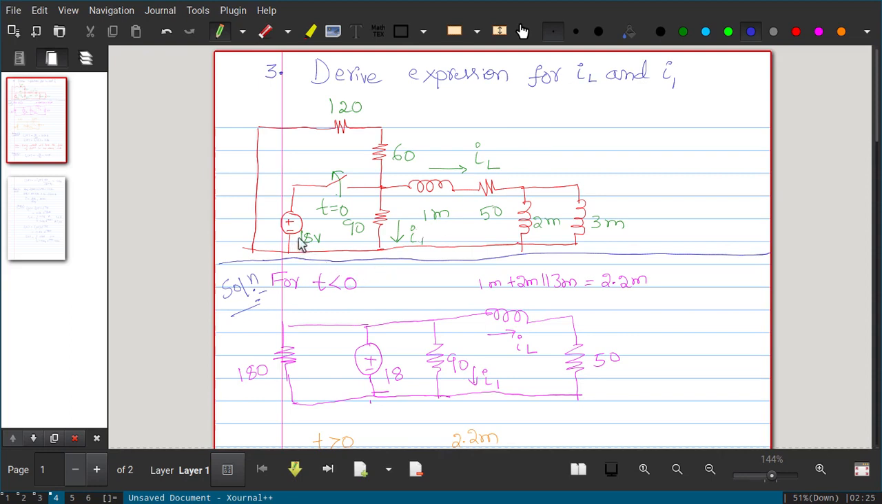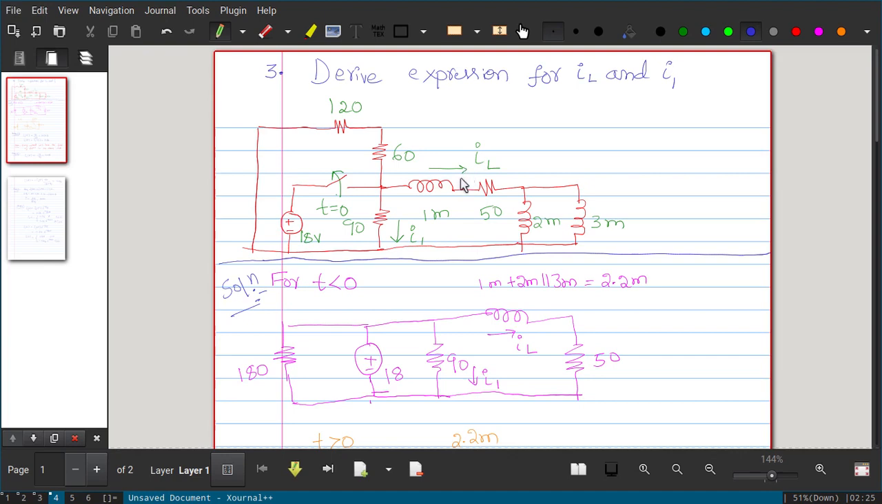So we have a voltage source of 18 volt and a switch, where at t equal to 0 the switch will be open, and we have one resistor 90, another resistor 60 and another resistor 120. They are in series, and we have one inductor of 1 millihenry and one resistor 50, and 2 milli and 3 milli are in parallel, two more inductors, and the current passing through this inductor is IL.